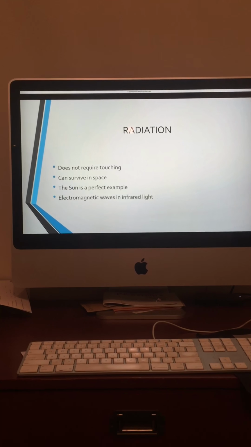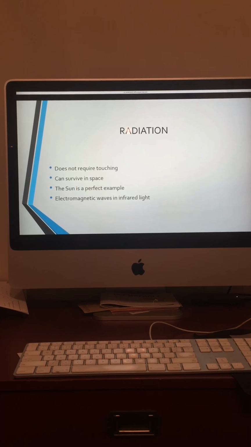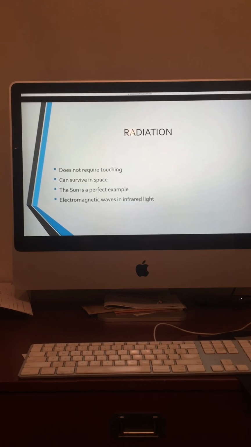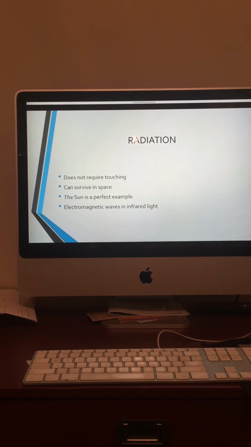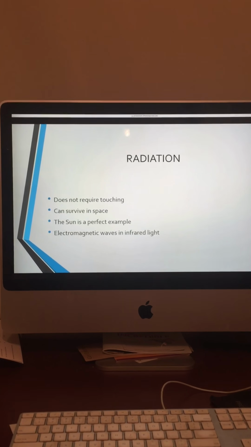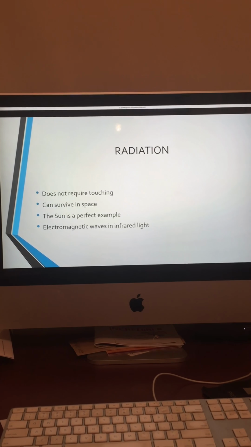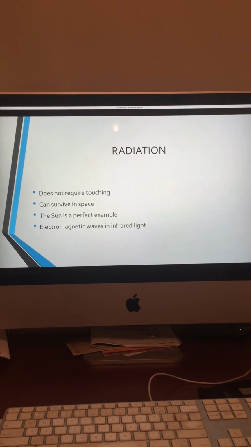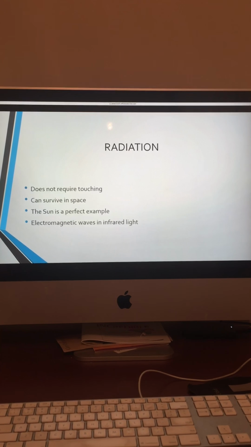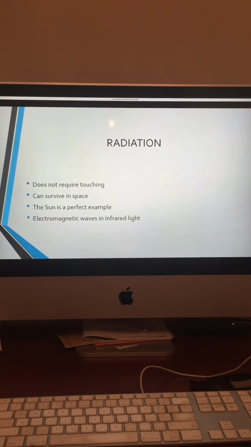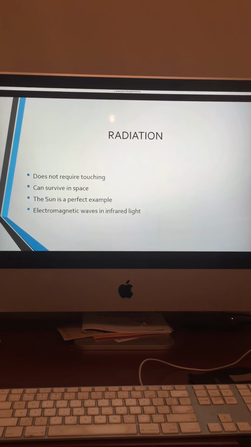The third and last type we're discussing in this presentation is radiation. Radiation is unique in that it does not require two objects physically touching. It can survive in the vacuum of space, and the sun is probably the best example of it. The sun is going to send electromagnetic waves towards the Earth in the form of infrared light, and it's going to heat up the ground, it's going to heat up the air, people, everything. It basically provides the ability for us to have life on this Earth.